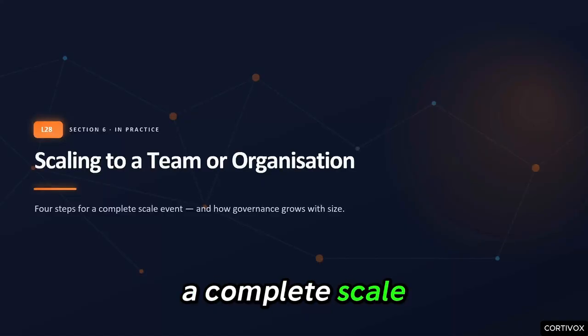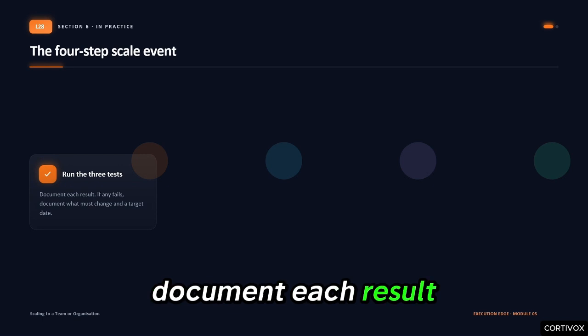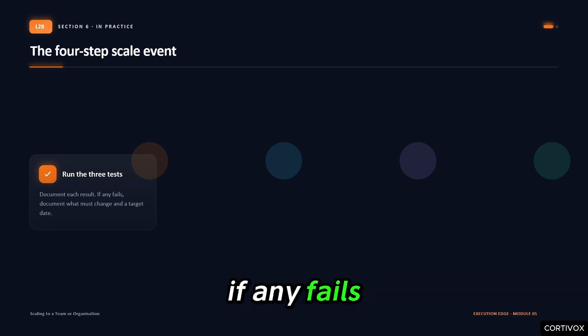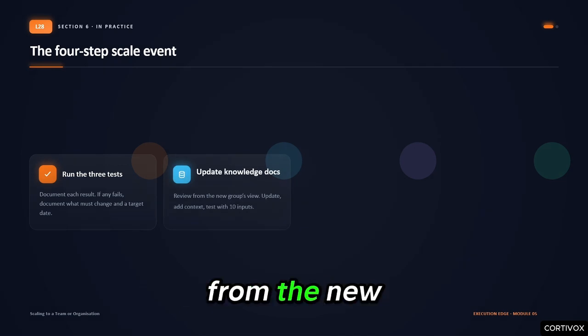4 steps for a complete scale event. Step 1. Run the 3 readiness tests. Document each result. If any fails, document what needs to change and a target resolution date. Step 2. Update the knowledge documents. Review every document from the new user group's perspective. Update for accuracy. Add new context specific to the new users. Test with 10 inputs from the new group before giving them access.